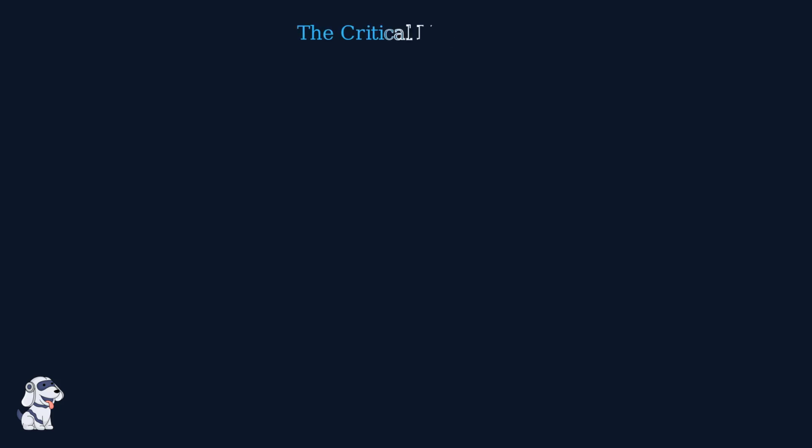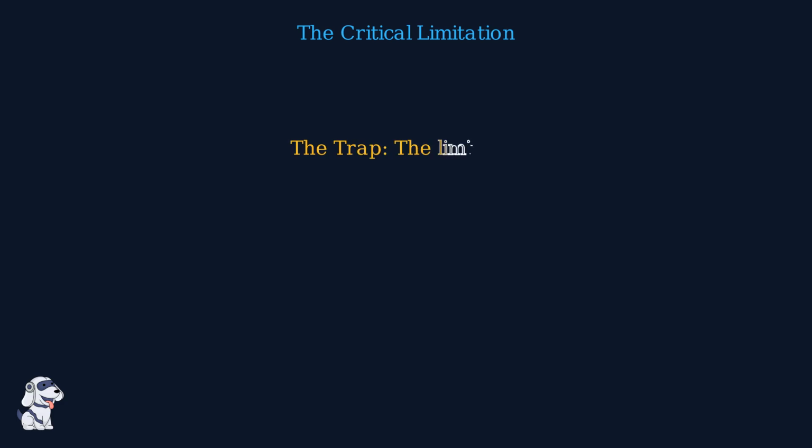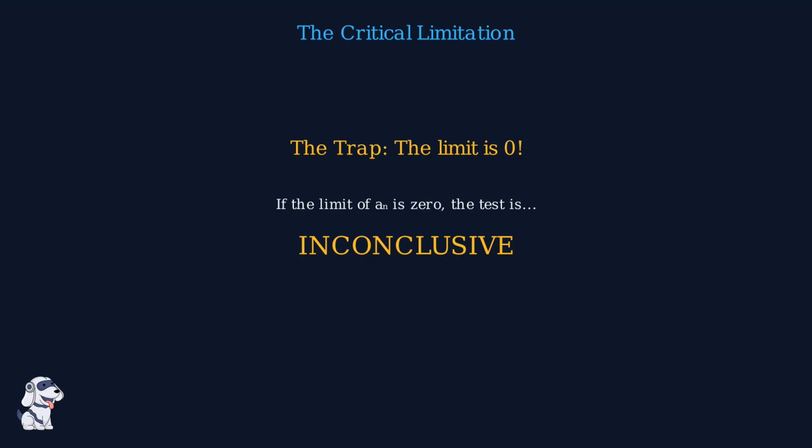The divergence test is a powerful gatekeeper, but it has a critical limitation. It only proves divergence. If the limit of the terms is not zero, the series must diverge. The trap occurs when the limit of the terms is zero. In this case, the test is inconclusive. The series might still diverge or it might converge. You must pivot to other tests.